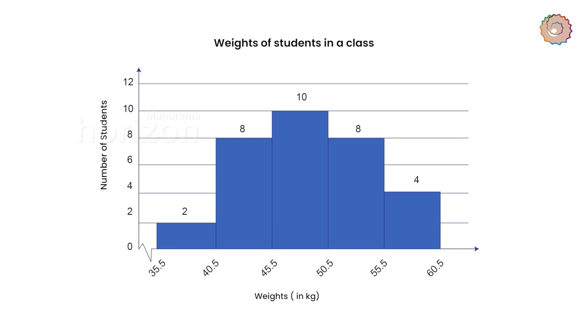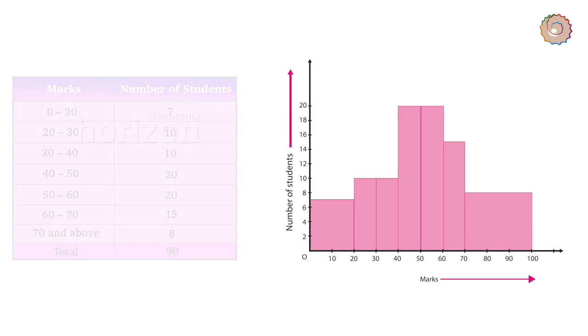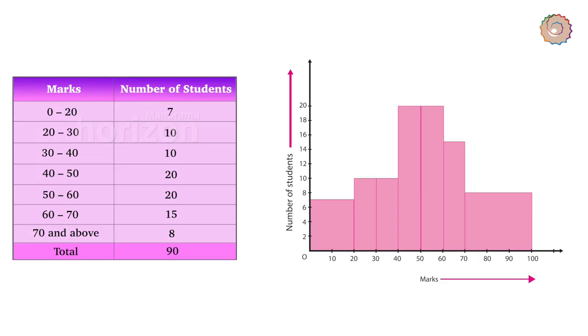Therefore, in the graph, we mark that there are 2 students who have scored between 35.5 and 40.5, 8 students who have scored between 40.5 and 45.5, and so on. Width of the bar plays a significant role in the construction of histograms.